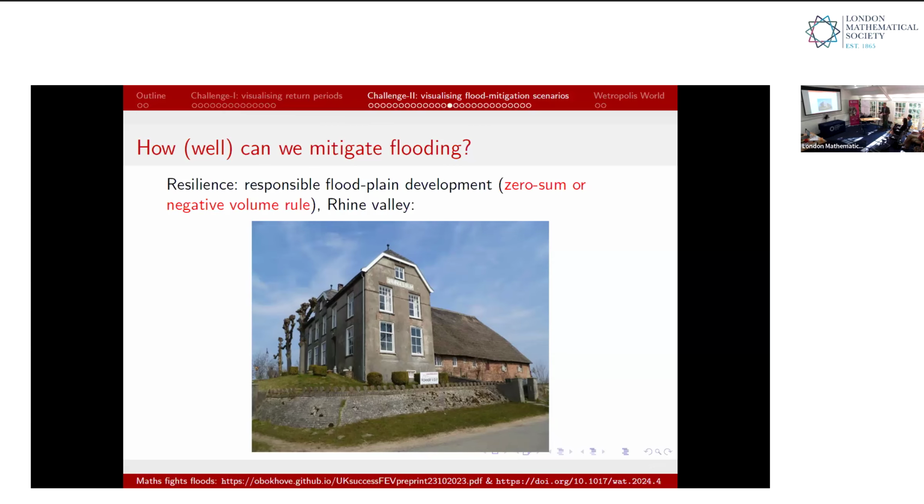You can even build in floodplains as long as you do, and actually you should obey the zero-sum rule. If you take away volume from the floodplain, you have to give it back. And apparently, I didn't know this, I think it's already a rule, it's not always maintained, but the insurance companies are paying you money to maintain it.